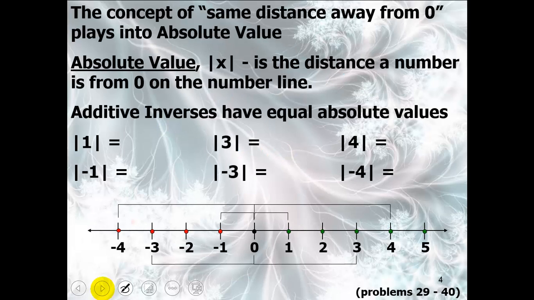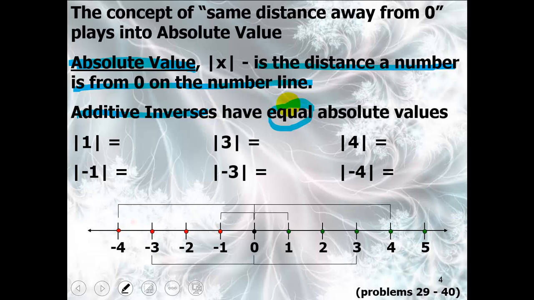All right, this concept of distance away from 0, that's the definition of absolute value. Absolute value, we denote it as an x with 2 vertical lines, all right? It is by definition the distance a number is from 0 on the number line. Additive inverses have the exact same or equal absolute values.